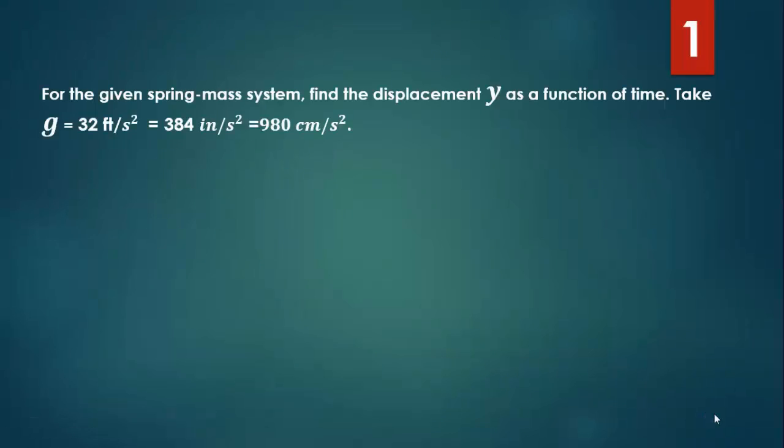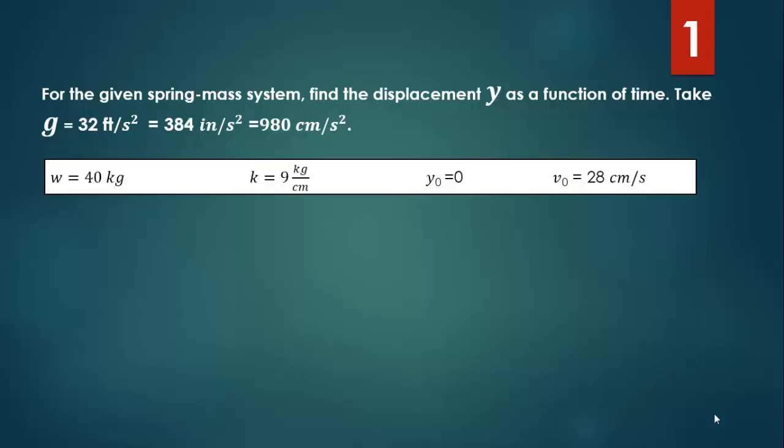For the given spring mass system, find the displacement y as a function of time. Take g equals 32 feet per second squared, or 384 inches per second squared, or just use 980 centimeters per second squared. The given are, first, the weight, which is 40 kilograms, the modulus of the spring, which is 9 kilograms per centimeter, at t equals 0, y equals 0, and the initial velocity, which is 28 centimeters per second.